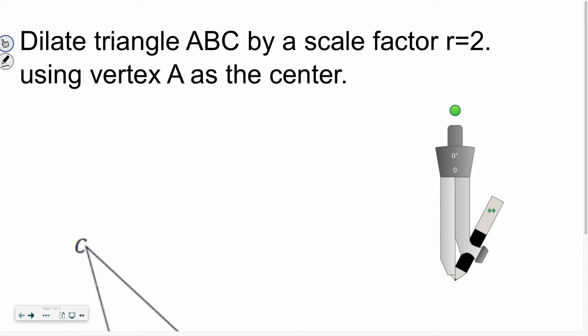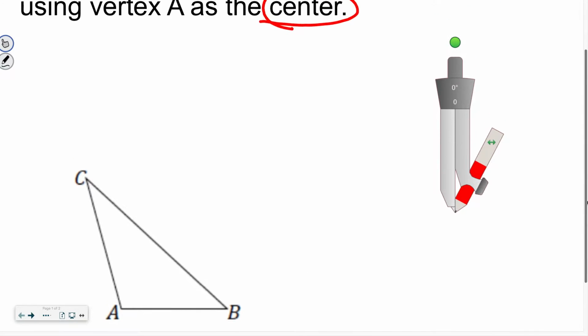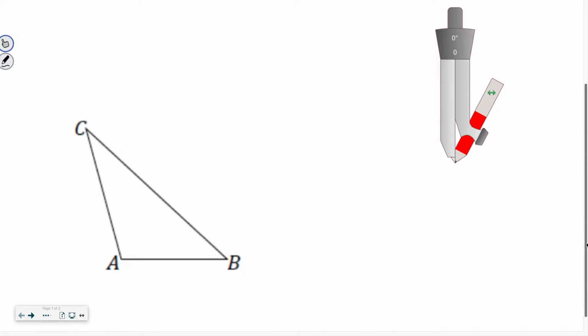So, today we're going to start a new topic, and it's called dilations. We spoke about dilations before, and we said that dilations just make shapes bigger or smaller. In this case, we have to dilate triangle ABC by a scale factor of 2 using vertex A as a center. So, keywords here are center and scale factor, right? These are the keywords that we have. So every time you dilate, you need a center and a scale factor. Okay, well, we're gonna use A as our center and our scale factor is 2.